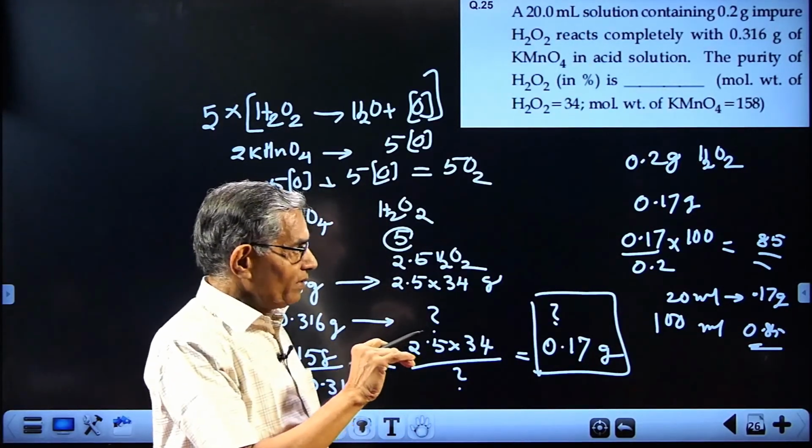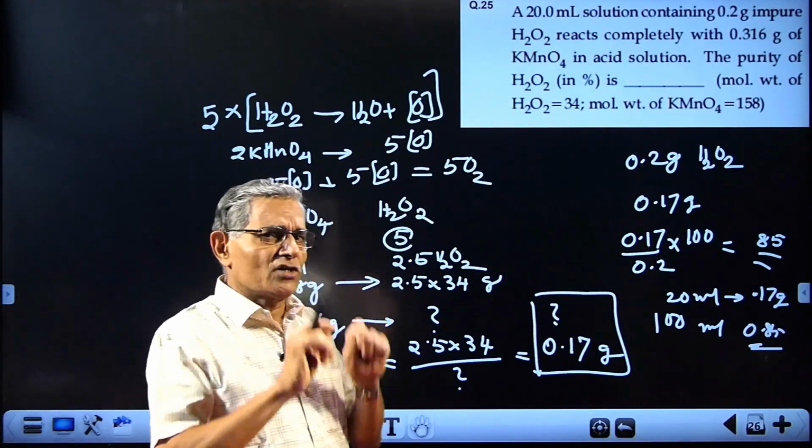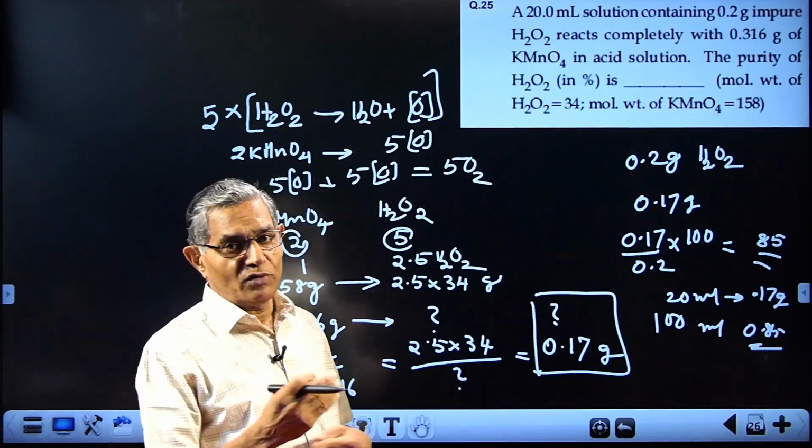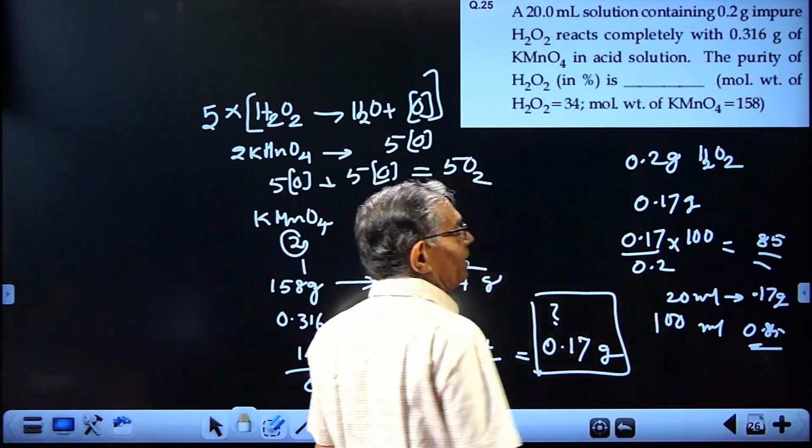What is required is you are given 0.2 gram H2O2. Out of this, what is the actual mass of H2O2 present? So only 0.17. So the percentage is 0.17 by 0.2 into 100, it is 85.